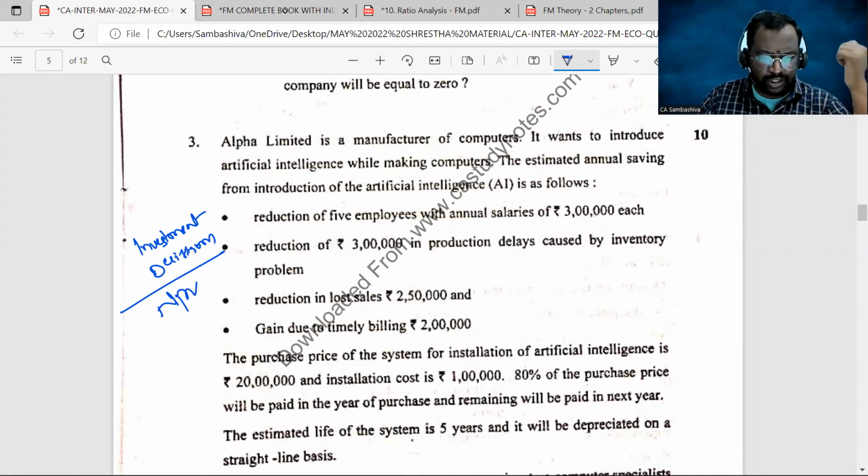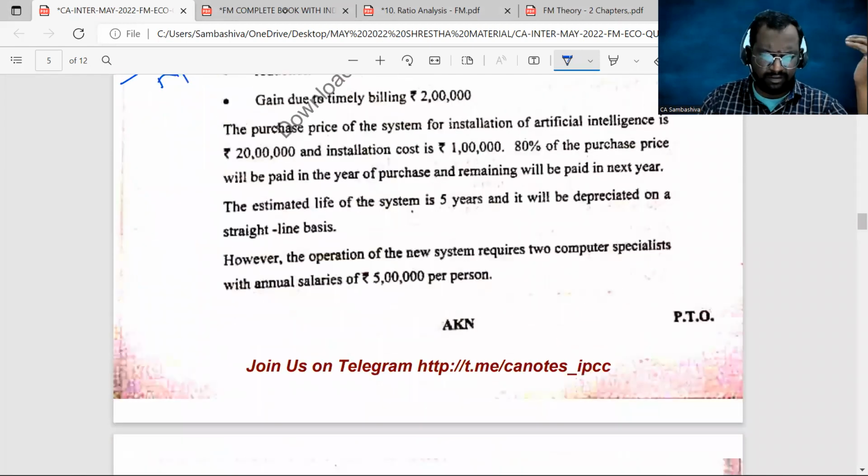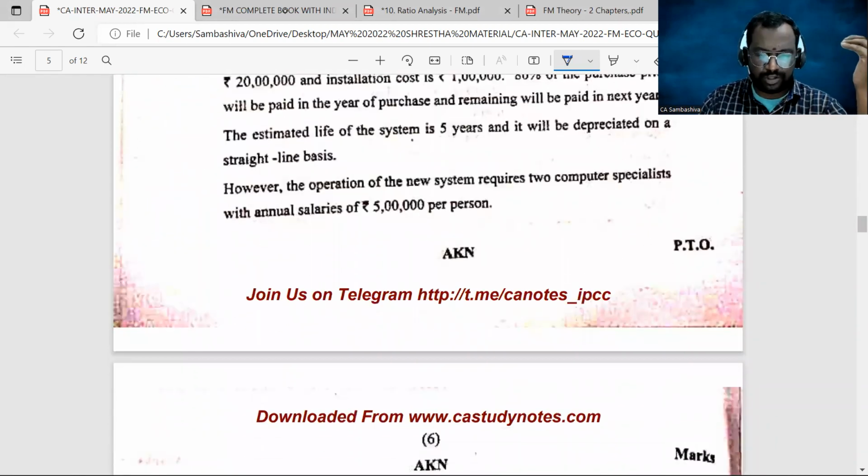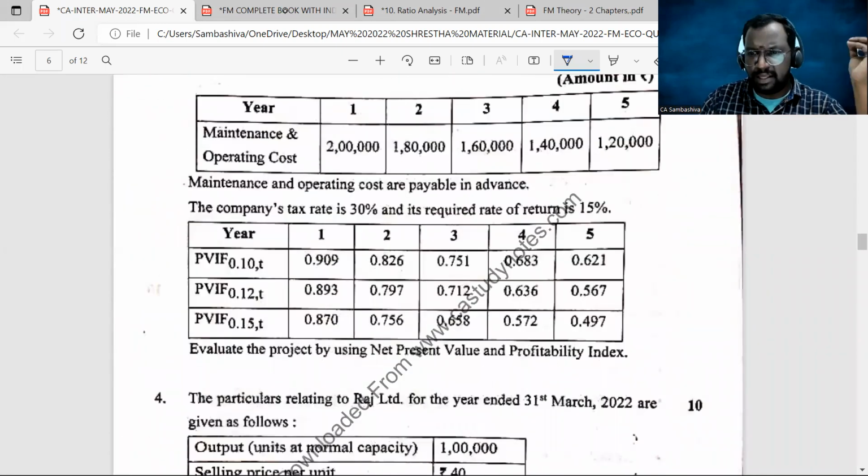You have been given a project, right? You need to evaluate this project. You need to find out the NPV of this project, and basing upon the NPV of the project, you need to make a decision. Are you following? It's a lengthy and difficult problem from the entire financial management paper of May 2022.